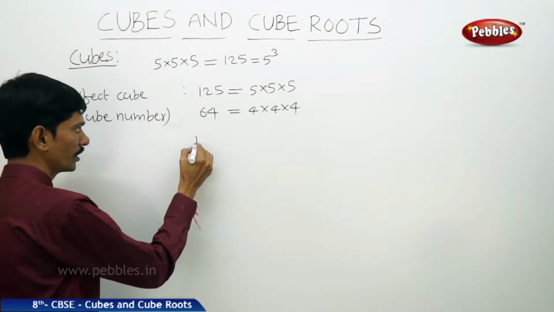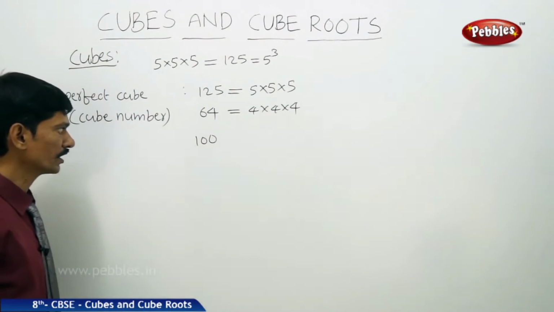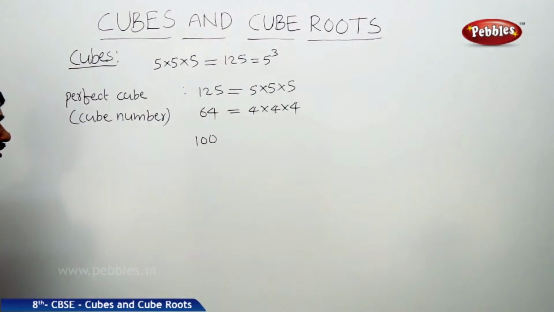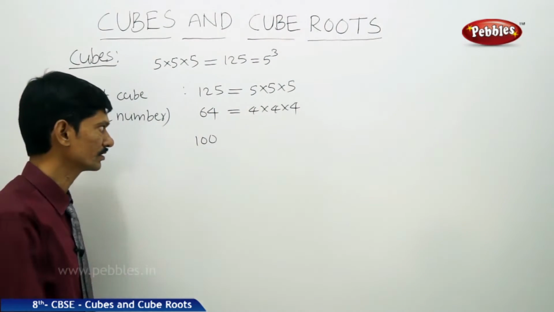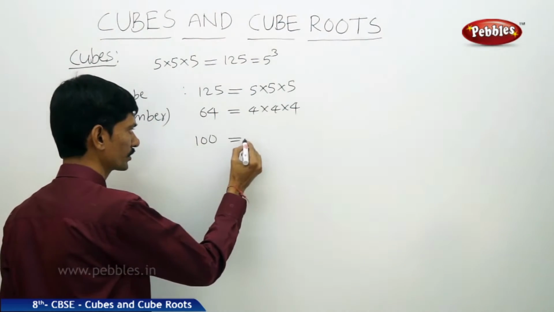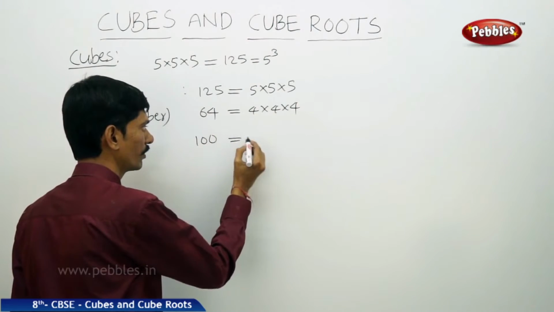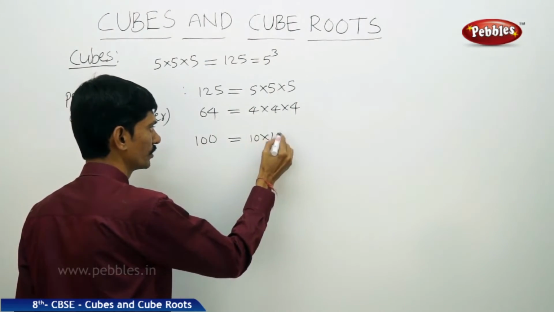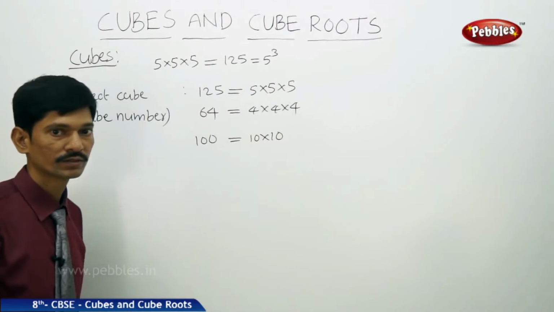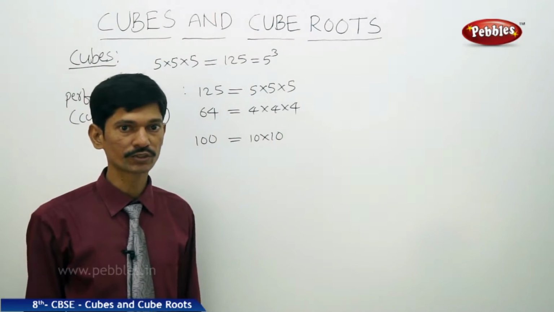Then what about 100? Is 100 a perfect cube or a cube number? No, because 100 can be written as a product of only 2 equal factors like 10 into 10. So it is not a perfect cube or a cube number.